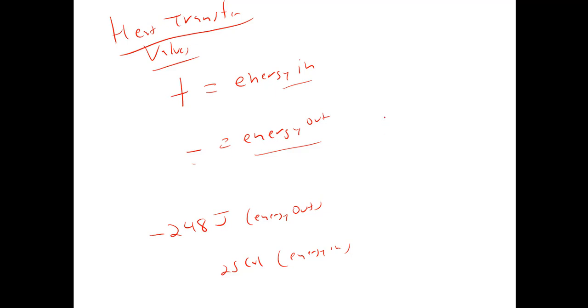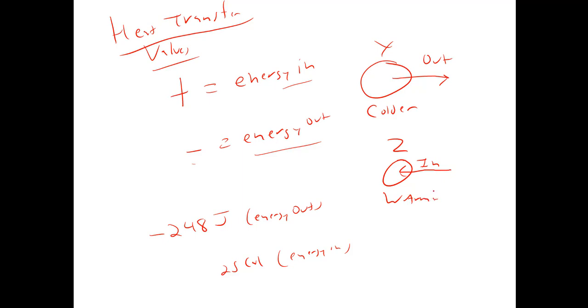Now, using that concept, let's say I have substance X, and energy is going out, then substance X is getting colder, because without the energy, the temperature is dropping. On the other hand, if I have substance Z, and I have energy that's going in, then the substance is getting warmer. Keep in mind that heat energy powers movement of particles.